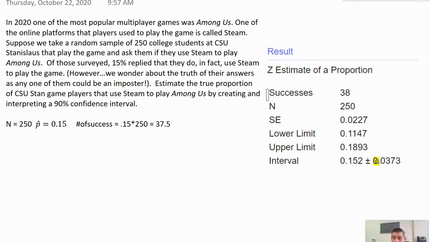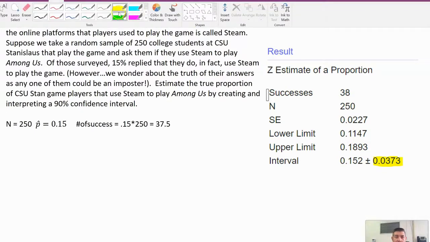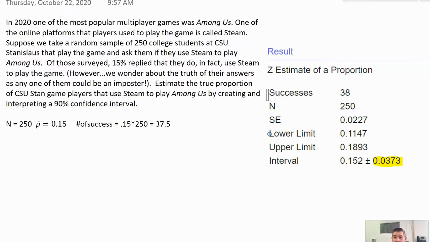So here's my interval. This right here, this is my margin of error, right? That's my margin of error, so I know we're going to be a plus or minus 3.73%. But really what I need here is my lower limit and my upper limit. Right? That's going to tell me what my confidence interval is.